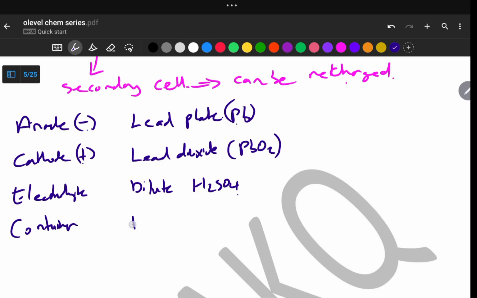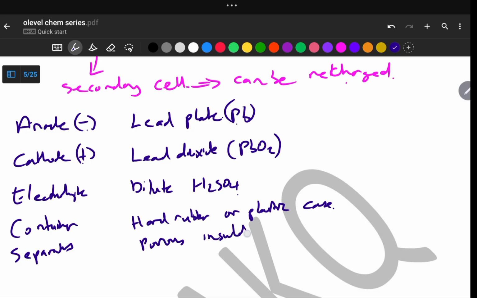And then we're going to have the container, which is often the hard rubber or plastic casing, right? Plastic case. And then we're going to have the separators, the porous insulators. Are we together, guys? So these are the components of the lead acid accumulator battery. We must know the anode, the cathode, the electrolyte, the container, and the separator. You should be able to give the functions of each.